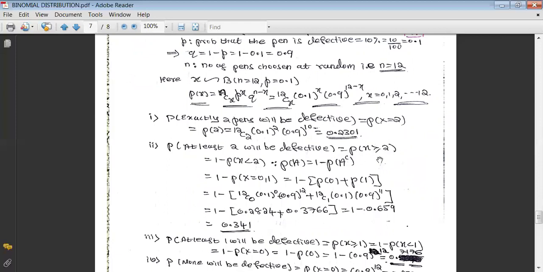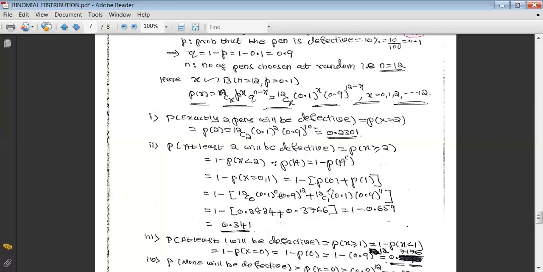Again, greater than or equal to 2 means 2 to 12, near about 10 probabilities you have to consider. That will be a tedious task. That's why we can think of the complement law. This can be written as 1 minus p of x is less than 2 because the complement of greater than or equal is less than. So it is 1 minus p of x equals 0 and 1 because less than 2, the only two permissible values are 0 and 1.